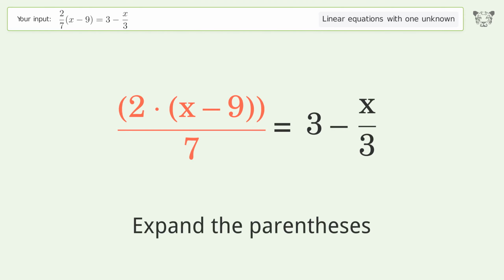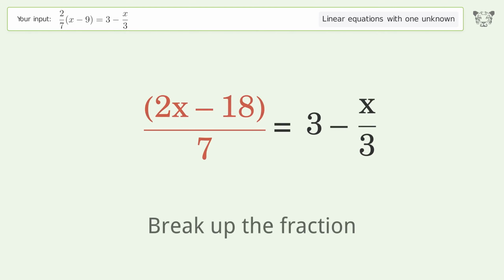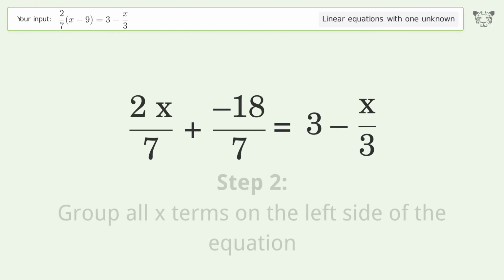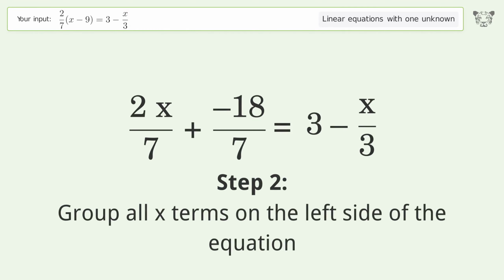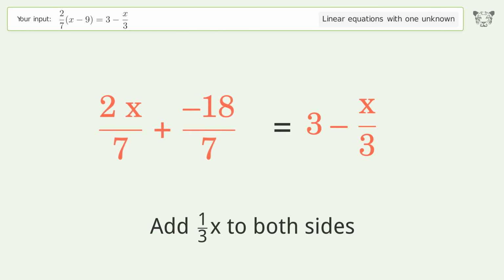Expand the parentheses. Simplify the arithmetic. Break up the fraction. Group all x terms on the left side of the equation. Add 1/3x to both sides.